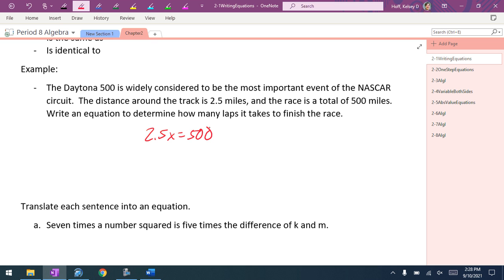Do you have to use x? No. What should you avoid for variables? S, T, O, I, L. That's probably about it. Okay.